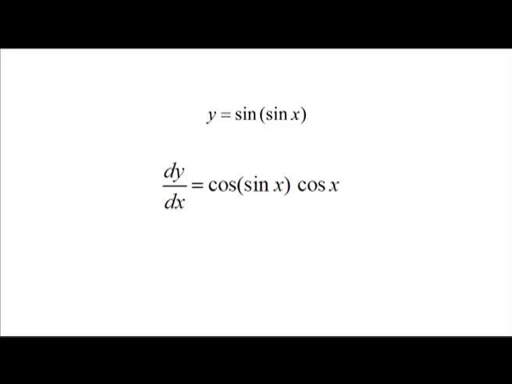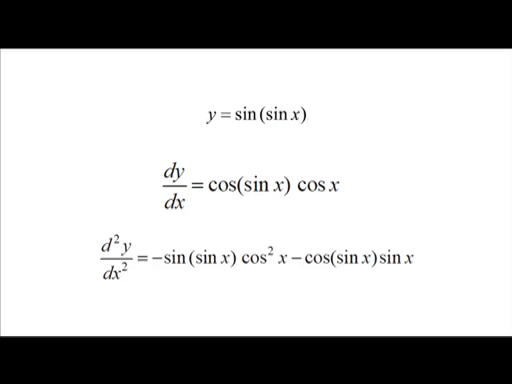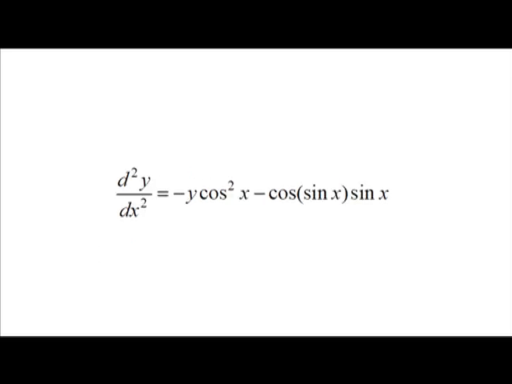By applying the chain rule, we obtain dy by dx equal to cos of sin x into cos x, and differentiating once again with respect to x and applying the product rule and the chain rule of differentiation, we obtain d square y by dx square equal to minus sin of sin x into cos square x minus cos of sin x into sin x. That is, d square y by dx square equal to minus y into cos square x minus cos of sin x into sin x.